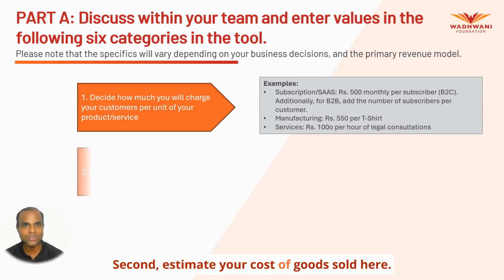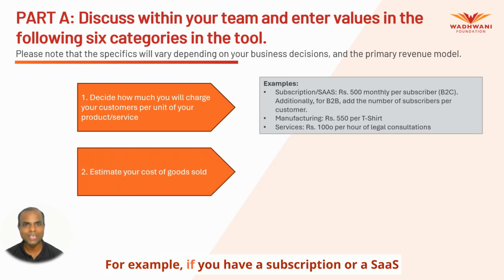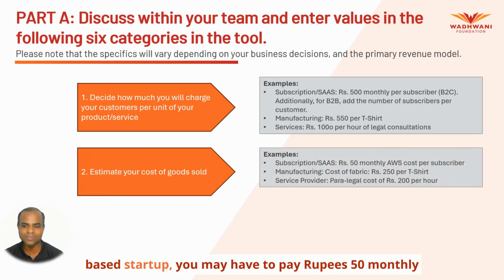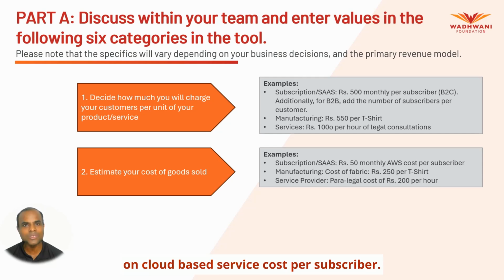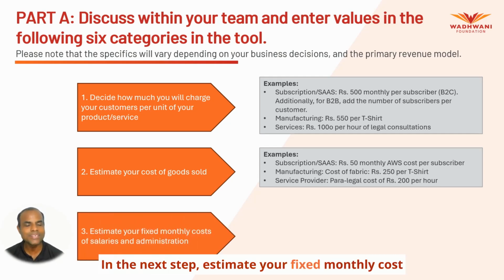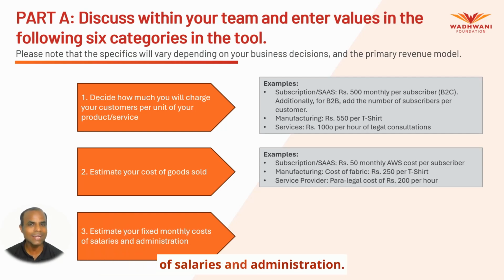Second, estimate your cost of goods sold. Here, for example, if you have a subscription or a SaaS based startup, you may have to pay rupees 50 monthly on cloud based service cost per subscriber. If you have a manufacturing startup, let's say t-shirt selling startup, the cost of fabric that you have to buy may be rupees 250 per t-shirt. If you are a service provider type of a startup, the paralegal cost may be rupees 200 per hour, which you have to bear.